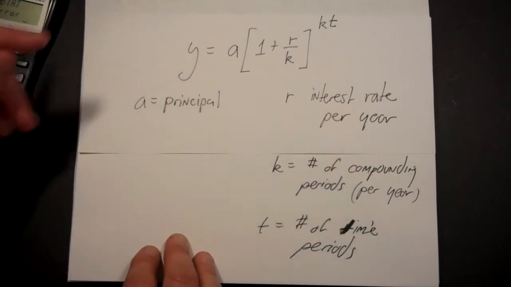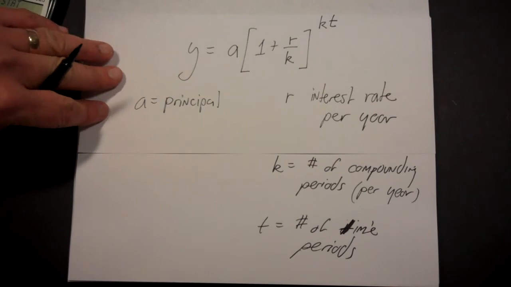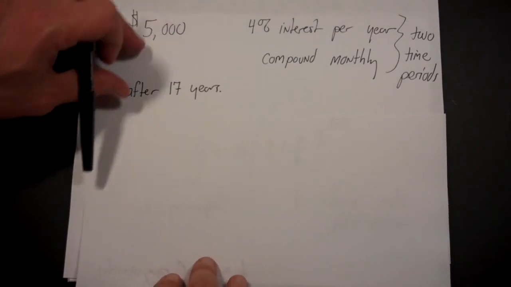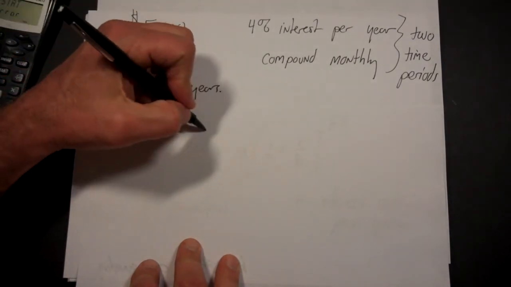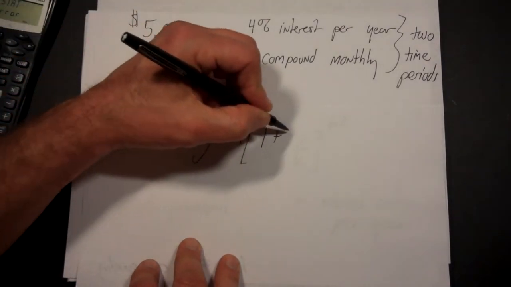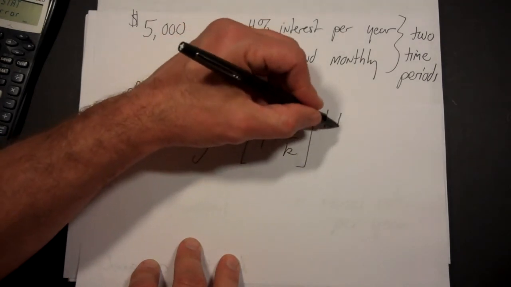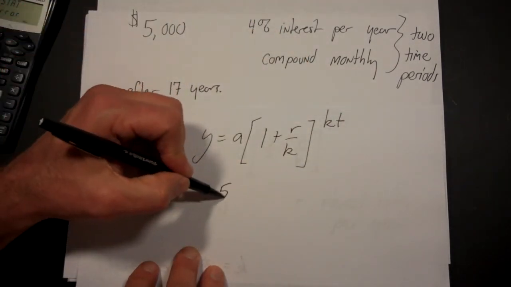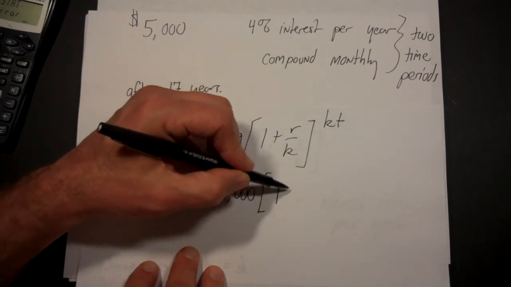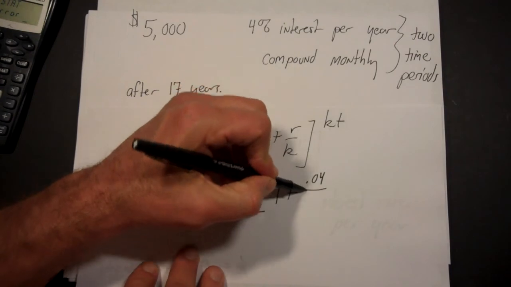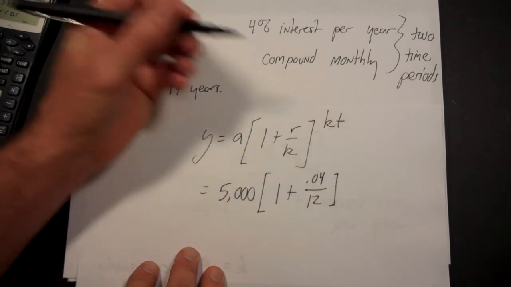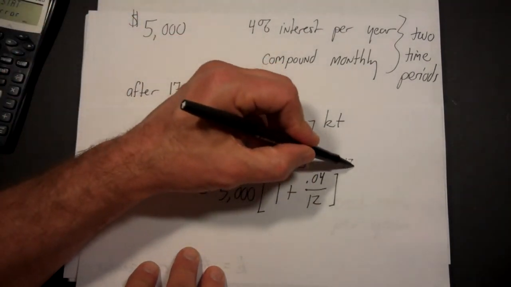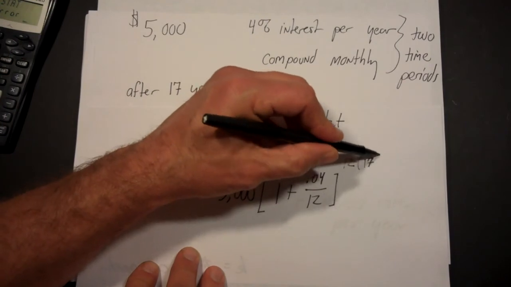Now let's use this formula in order to solve this problem. Let's go back to the original problem. We have $5,000, 4% interest per year, compounded monthly after 17 years. So that's just Y is equal to A times (1 plus R over K), raised to the KT. So that's $5,000 times (1 plus 0.04 divided by, now how many months are in a year? There's 12), and then 12 again times 17. And you plug that into a calculator.